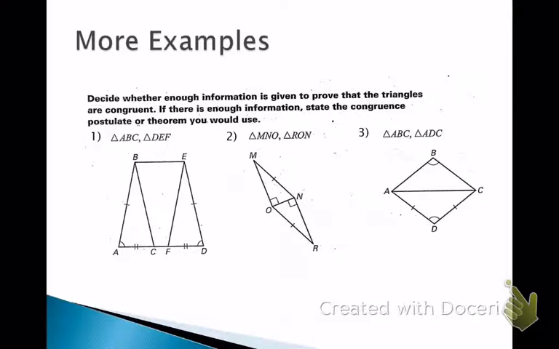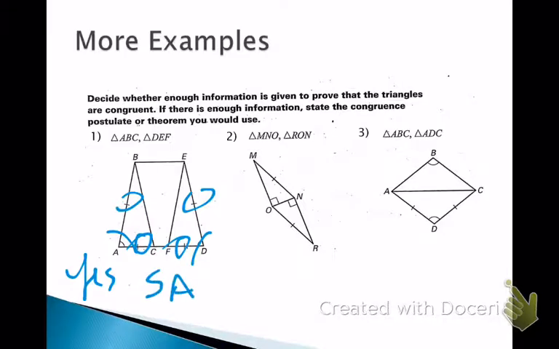Well, right now we've got this side and this side congruent, and this side congruent, and then we've got the angles in between them marked congruent. So yes, there is enough information, and we could use side, angle, side to do it. The angles in between the two congruent sides. Okay? So no problem there. And number 2, do we have enough information? Think about that for a second.